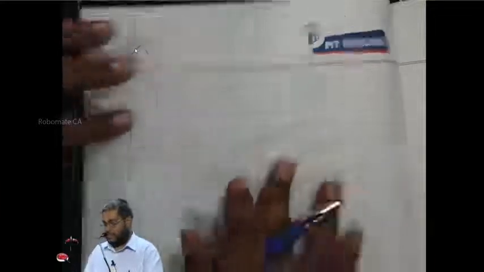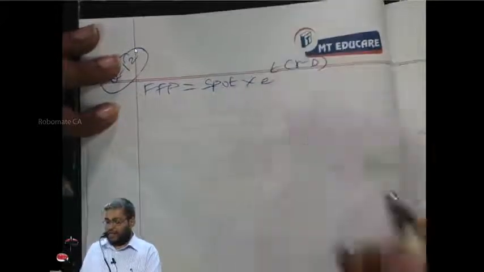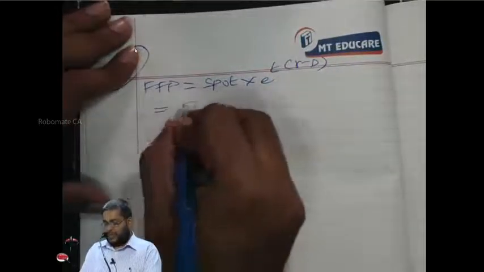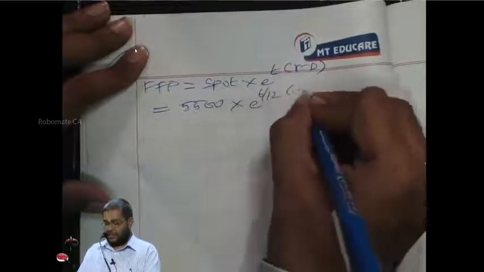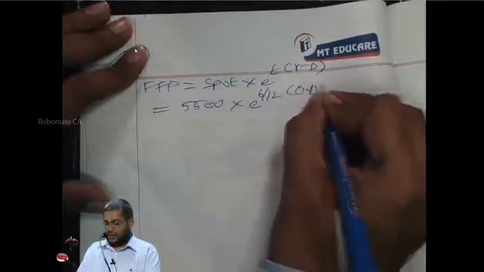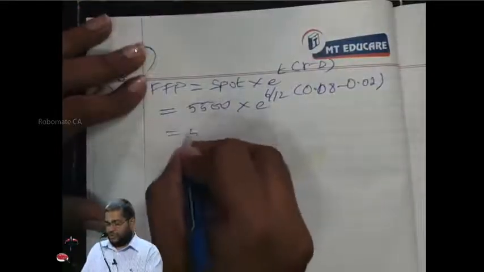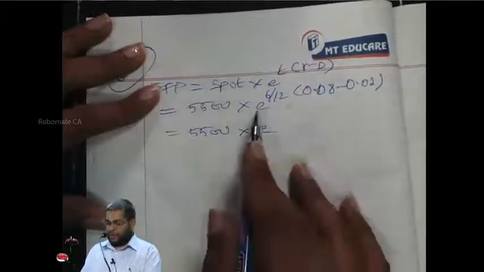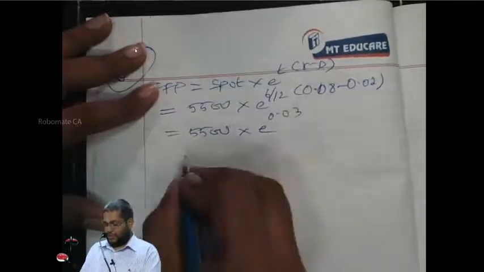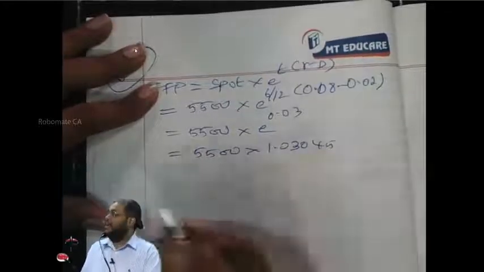Question number 12. Fair futures price is equal to spot price into e power (r minus d) times t. Spot Nifty 5,500 into e power, 6 months is 6 by 12, into what is r? 0.08 minus 0.02. 0.08 minus 0.02 is equal to 5,500 into e power 0.06 into 6 by 12, which is 0.03. 5,500 into 1.03045 or so, as the case may be.